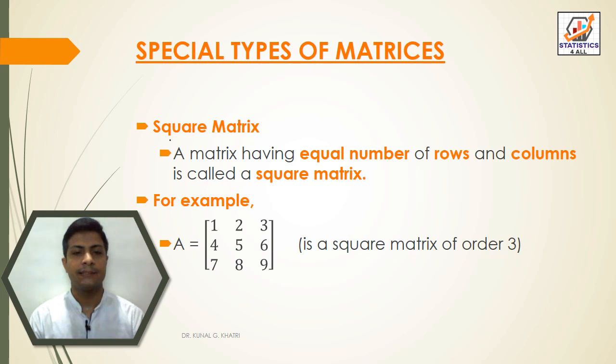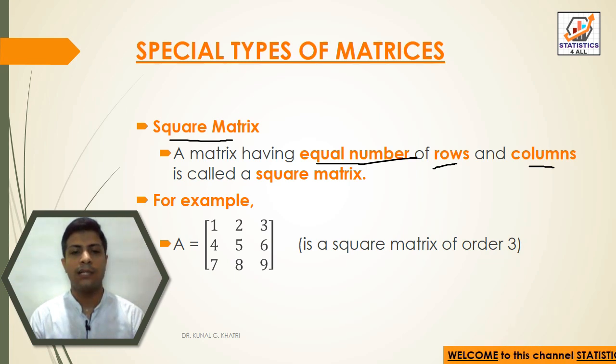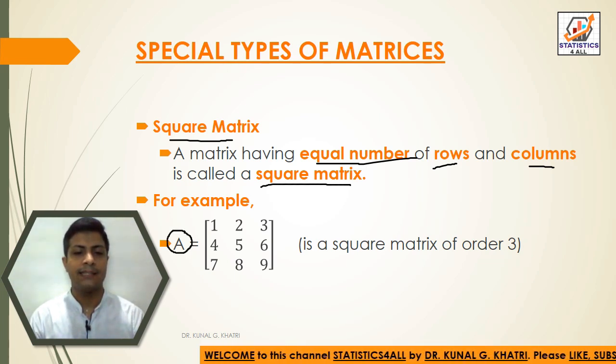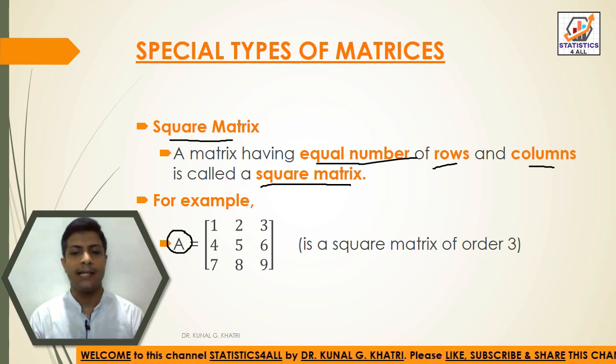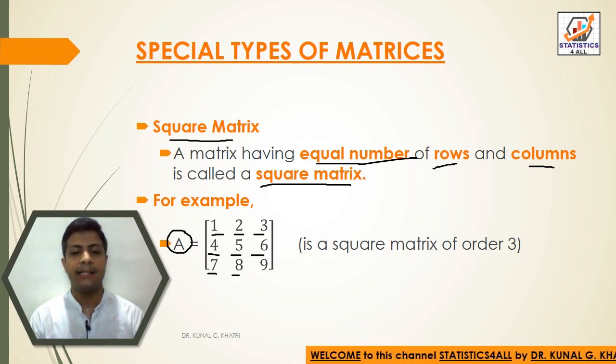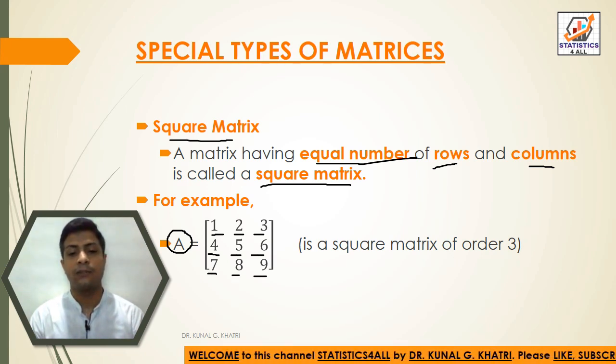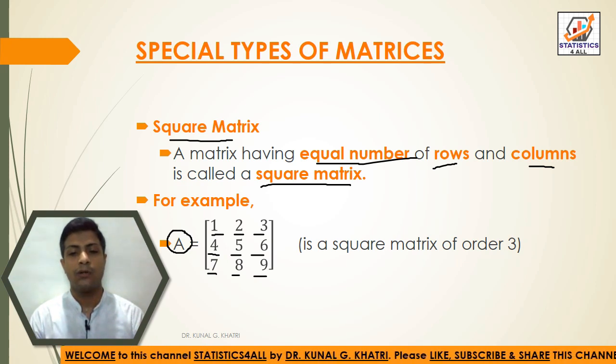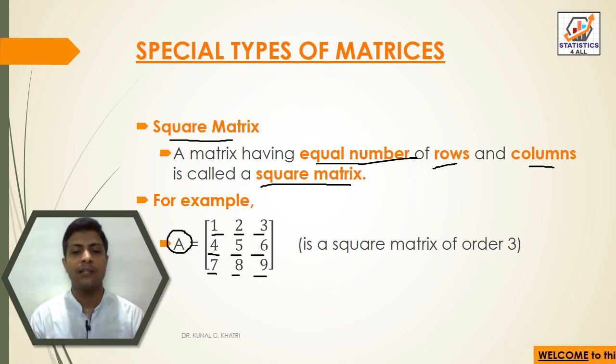Square matrix. A matrix having equal number of rows and columns is called a square matrix. For example, matrix A, that is equal to, that is given that 1, 2, 3, 4, 5, 6, 7, 8, 9. We can see that there are total 3 rows and 3 columns. So it is a square matrix of order 3.